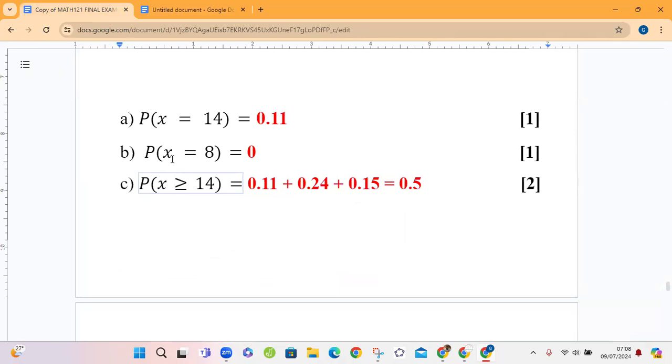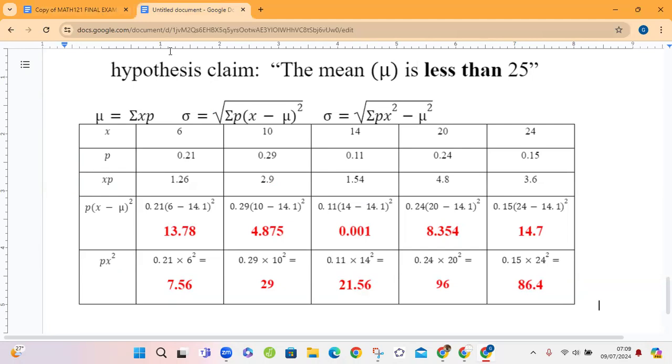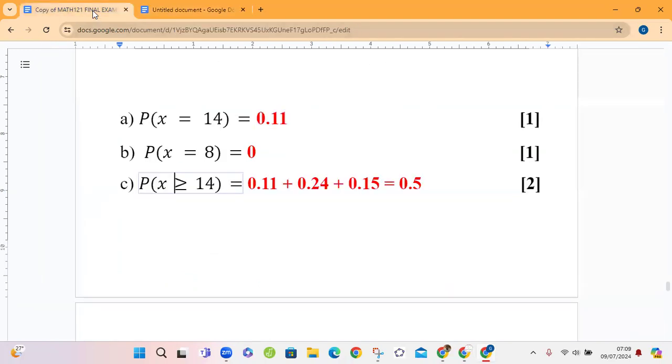B, what is the probability that X is equal to 8? So let's see if the random variable X can assume the value of 8. As we can see, 8 is not a value that X can be. Okay, so it is impossible for X to be 8. 8 is not in the table. So therefore, the probability of X being 8 is impossible, which is 0.